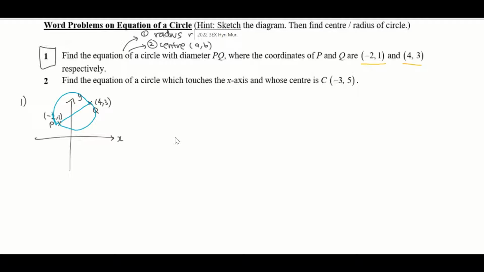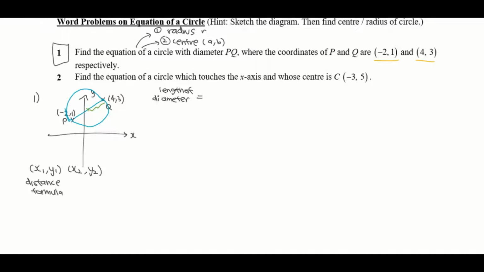How do we find the radius? We can only find length of diameter, divide by 2. So how do we find the length of diameter? As I said, recall your distance formula. Anyone can tell me what's the distance formula? We just use the distance formula. Thanks to Xiaoyang, we will find the length of diameter. So sub in x1 minus x2 whole thing square plus y1 minus y2 whole thing square. See what you get.